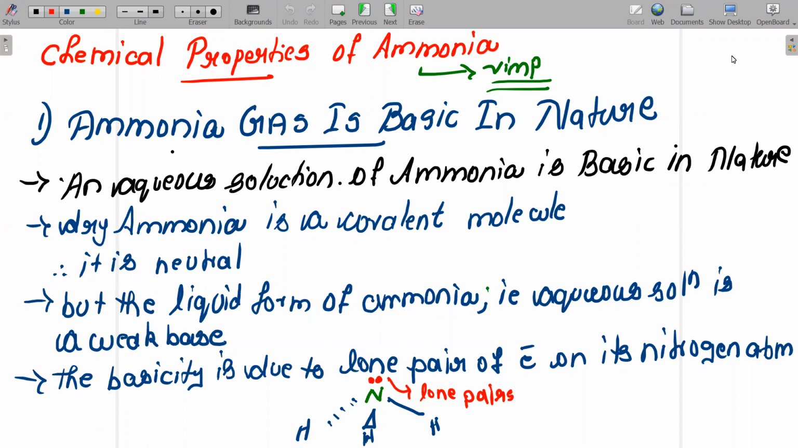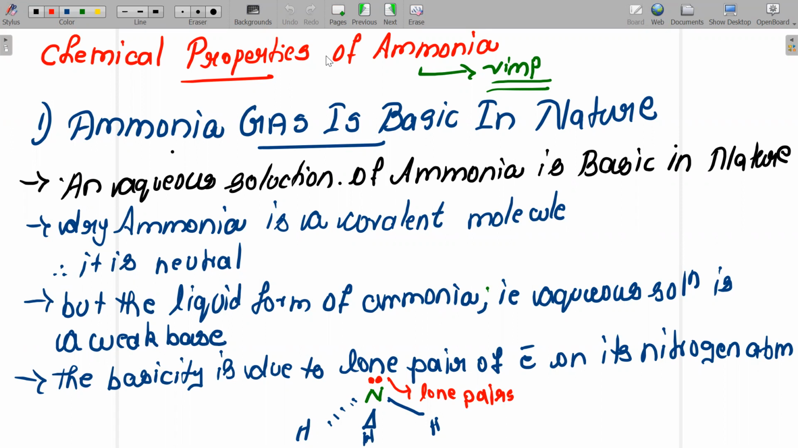The first property of ammonia, I'm starting with this particular term. Ammonia gas is basic in nature. An aqueous solution of ammonia is basic in nature. Dry ammonia is a covalent molecule. It is neutral. But the liquid form of ammonia, that means aqueous solution, is a weak base. The basicity is due to lone pair of electrons in the nitrogen atom. So listen carefully. From this statement, you guys can understand ammonia is basic in nature.